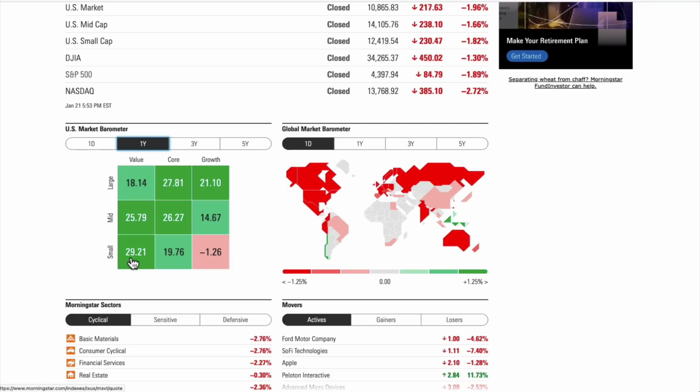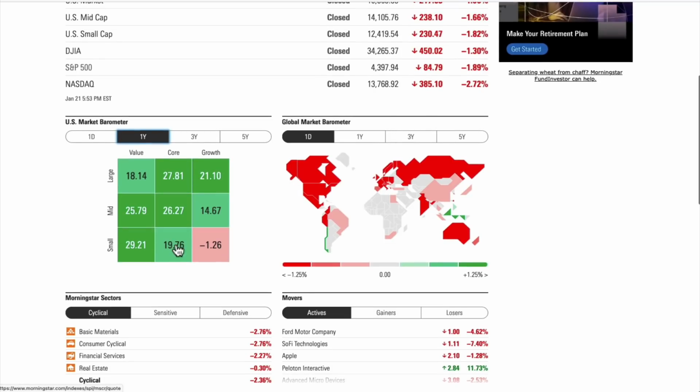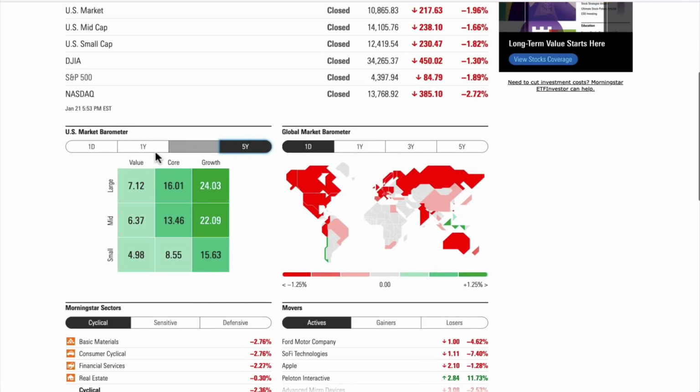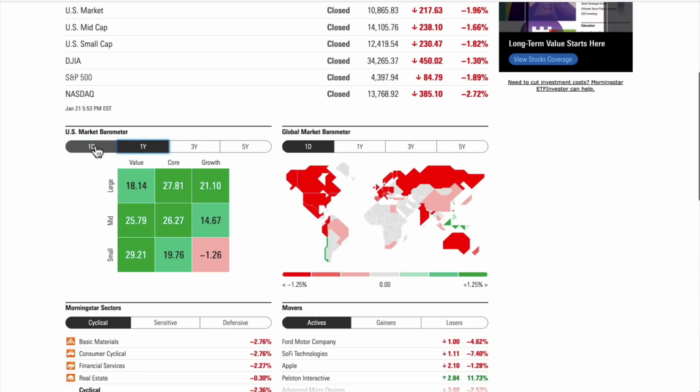The S&P 600. If you want to look for profitable small cap companies, the S&P 600 is a barometer for that. You can look at the performance of the S&P 600 versus the Russell 2000. Big difference between the two. And this is over the last year, the last 3 years, the last 5 years. I don't know that this is relevant really. The last year I think is important.